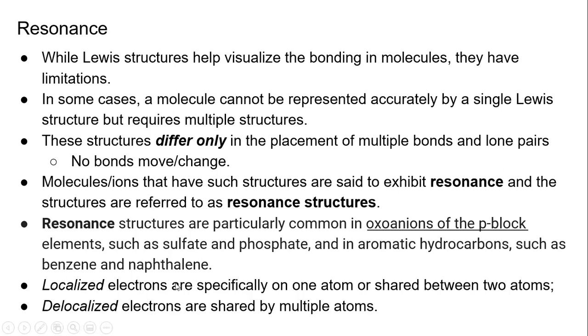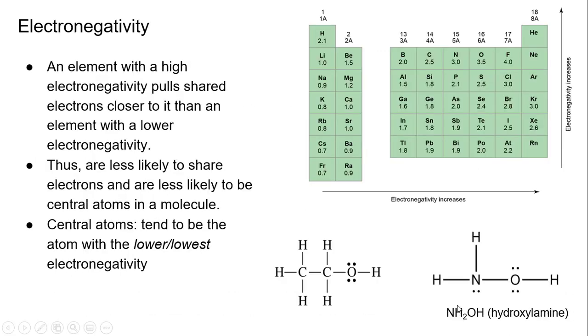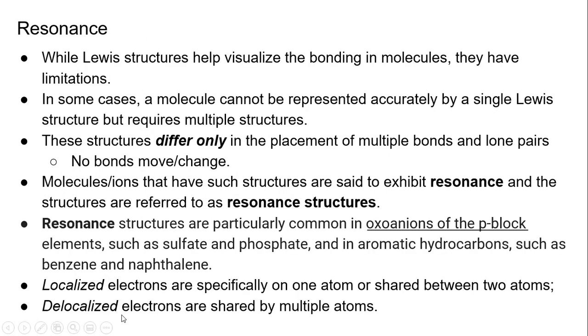So you have localized electrons. They are specifically on one atom or shared between two atoms in a bond. So when you see a bond, let's go back one, these electrons are localized. They are strictly between this nitrogen and this hydrogen. When they're delocalized, they are shared between multiple atoms. This is why you need multiple structures to show that it's not just on one bond, it's on multiple bonds, and you have to move these electrons around to show them on different bonds.